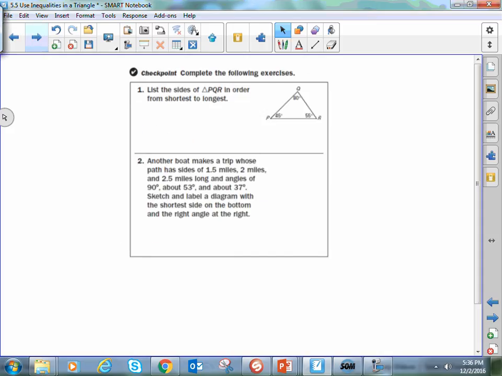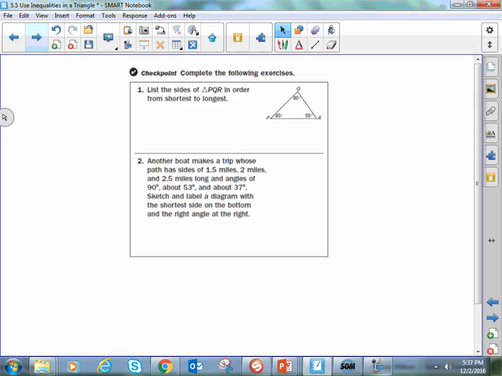So here, let's go ahead and take a moment. Go ahead and pause the video when you're ready and answer these two questions. The first one is simply telling you to put the sides in order from the shortest one to the longest one, and then to sketch a diagram with the information that was provided to you in the problem. So go ahead and pause the video. When you're ready, come on back and check to see how you did with my answers.